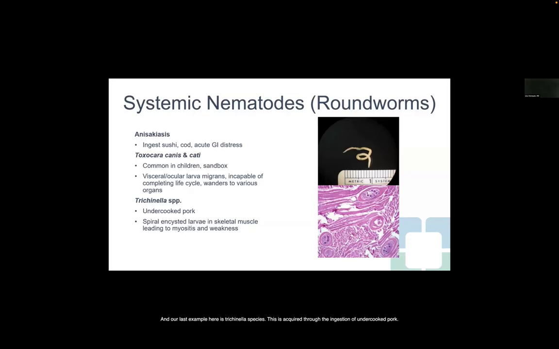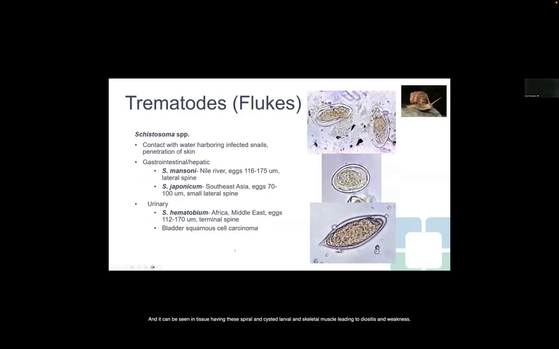And our last example here is Trichinella species. This is acquired through the ingestion of undercooked pork, and it can be seen in tissue having these spiral encysted larvae in skeletal muscle, leading to myositis and weakness.